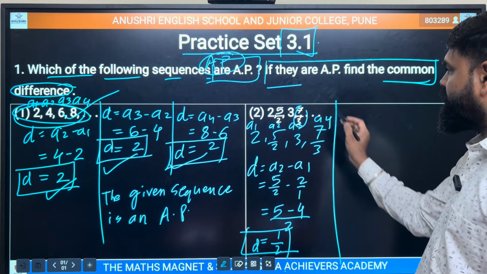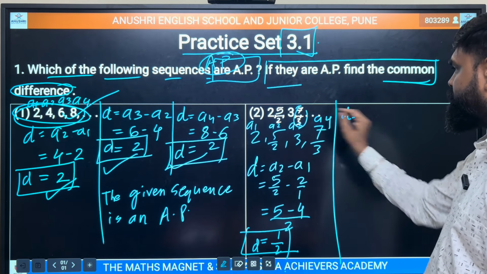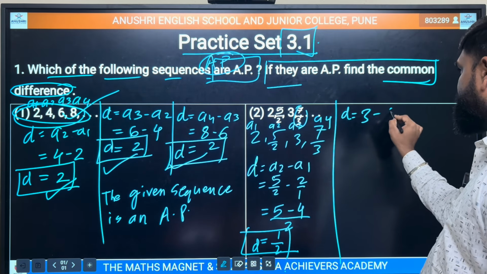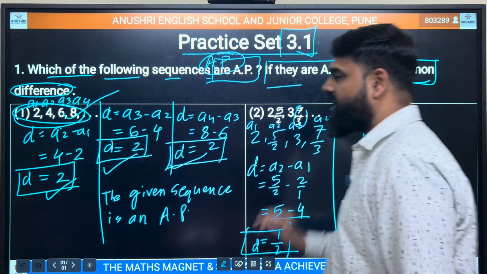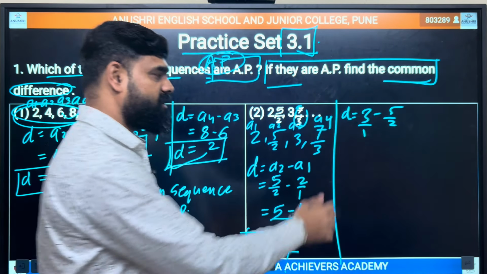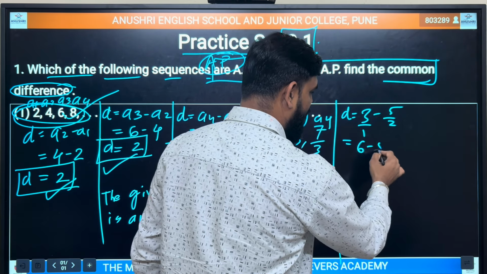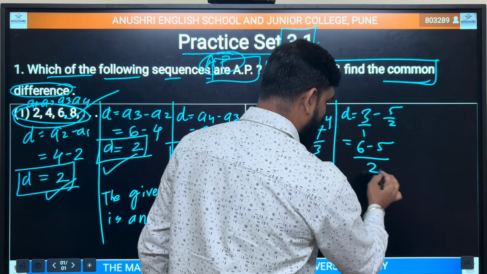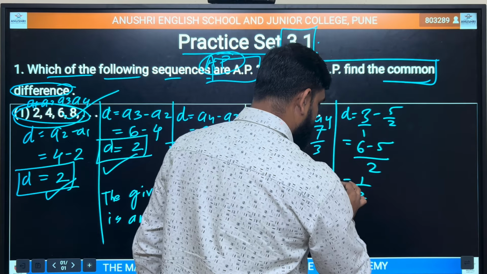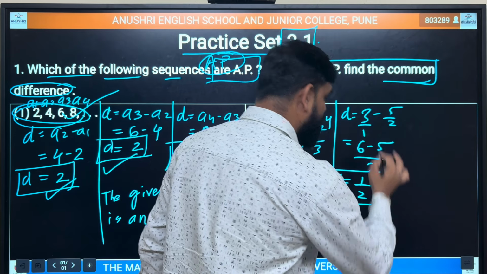Let us check in the second step also. So 3 minus 5 by 2. 3 means nothing but 3 by 1. So let us cross multiply this also. So 3 into 2 is 6 minus 5, by 2. So we got again D is equal to 1 by 2.